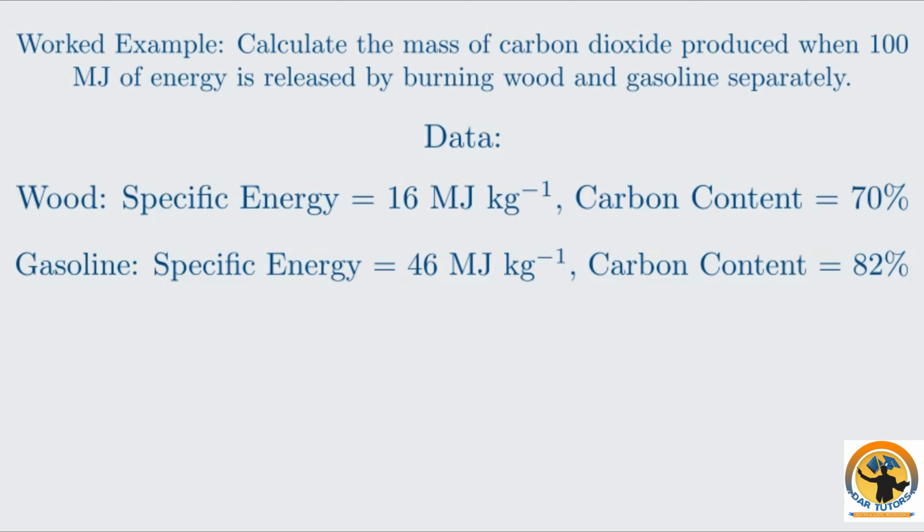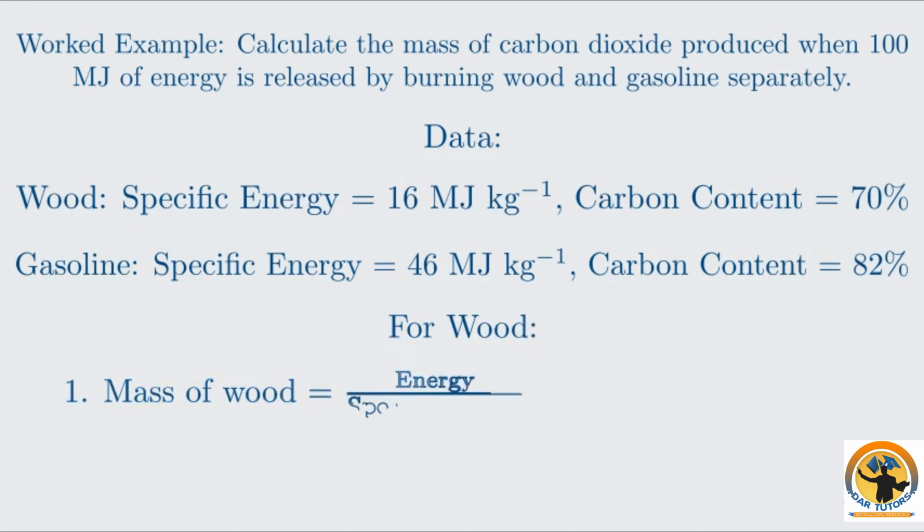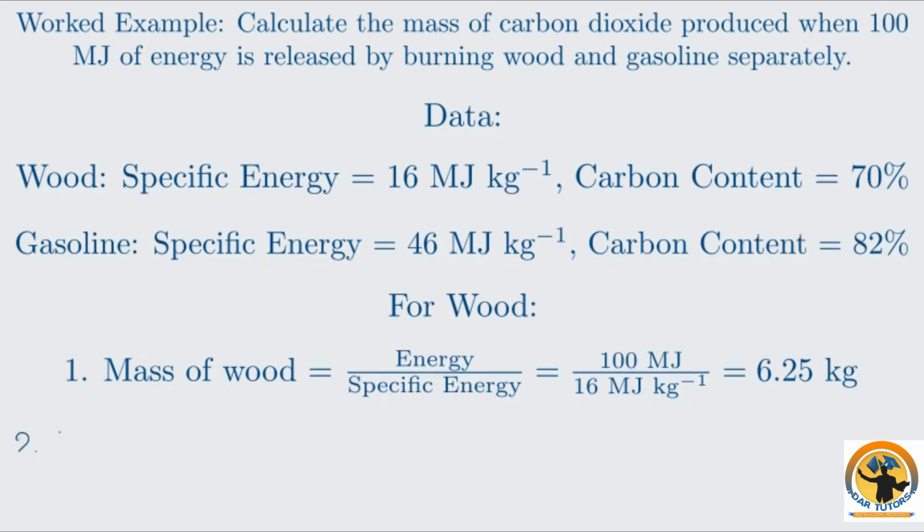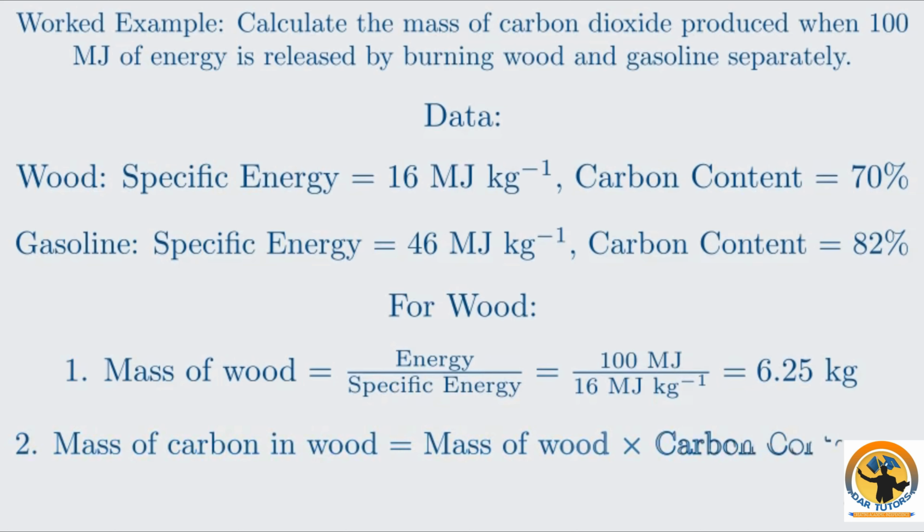Let's start with wood. First, we calculate how much wood we need to burn to get 100 megajoules of energy. We divide the total energy by the specific energy. So we need to burn 6.25 kilograms of wood. Next, we find the mass of carbon in this wood. Since the carbon content is 70%, we multiply the mass of wood by 0.70. This gives us 4.38 kilograms of carbon. This is the mass of carbon that will be oxidized to CO2.